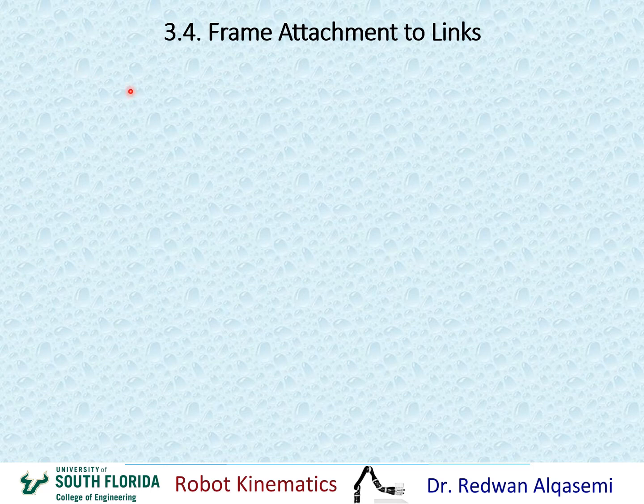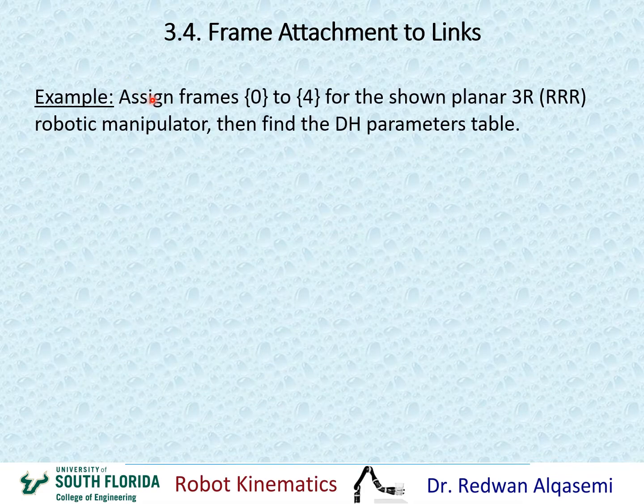Let's take another example on frame attachments and DH parameters. So in this example, we need to assign frames 0 to 4 for the shown planar 3R robotic manipulator, then find the DH parameters table.